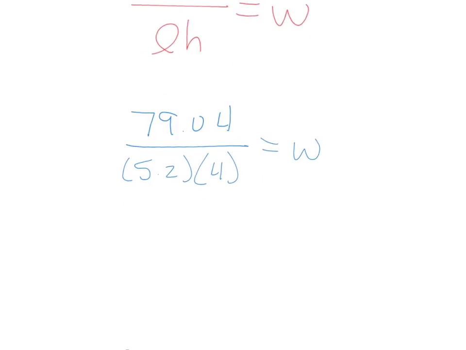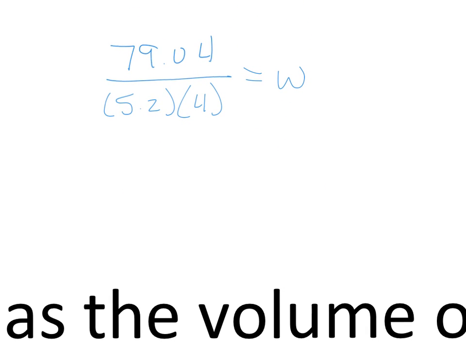All right, so now let's go ahead and figure out. We've got to take 5.2 times 4. So we're going to get 79.04 divided by 20.8, okay? So then I'm going to go ahead and take 79.04 divided by 20.8. And it's going to be kind of a crazy answer here. I'm going to get, looks like 8.61. I used my calculator, I'm not going to lie. Used my calculator to divide that out, okay?